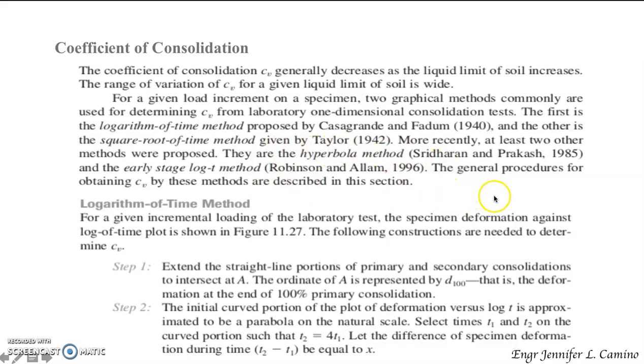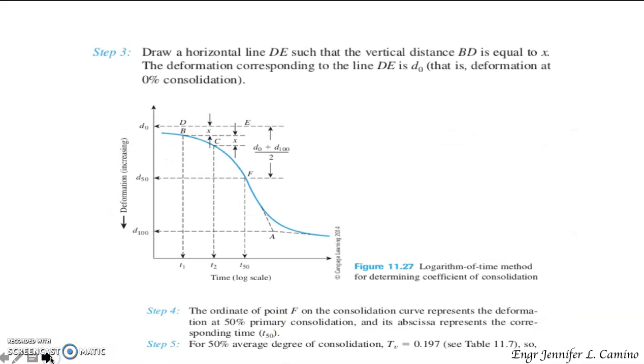More recently, at least two other methods were proposed. They are the hyperbola method by Prakash and the early stage log T method, a theory of Robinson and Allam. The general procedures for obtaining the coefficient of consolidation C sub v are described. The first one is the logarithm of time method. Here is the procedure on how to plot our figure using the logarithm of time method. We're going to follow that one. So this is now the logarithm method for determining the coefficient of consolidation.